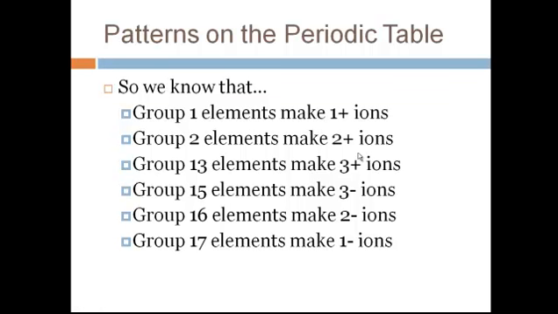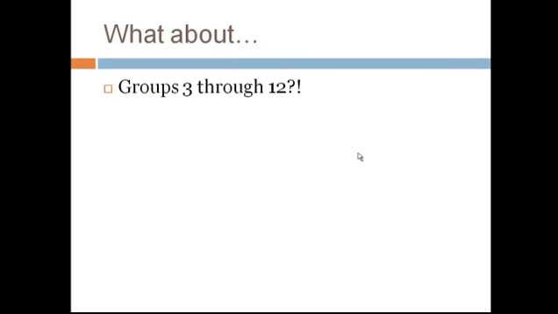So we know that there are patterns on the periodic table as far as what ions different elements make. So you know that everybody in group 1 makes a 1+ ion, group 2 makes a 2+ ion, everything in group 13, like aluminum for example, makes a 3+ ion. And then on the right-hand side of the periodic table, group 15 makes 3-, group 16 makes 2-, and group 17 makes 1-. So we're wondering about what about groups 3 through 12?